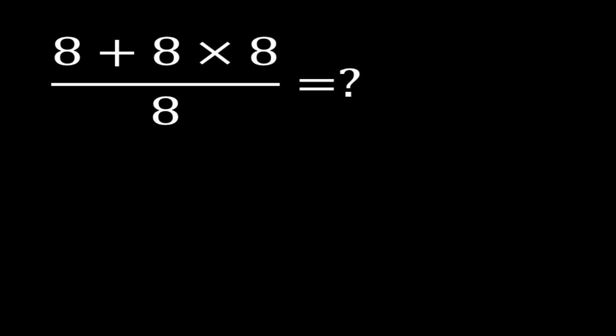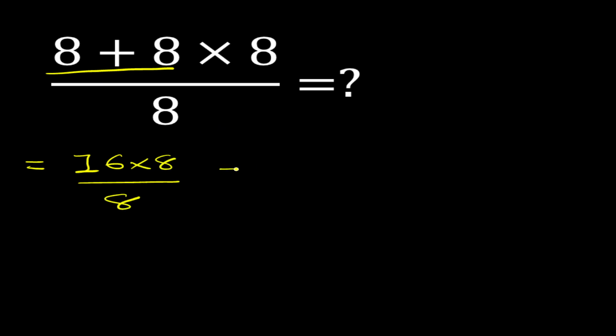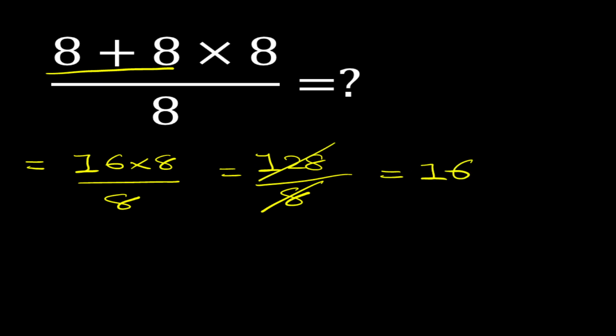So most people solve this question like 8 plus 8 is equal to 16, times 8, then divide by 8. Now 16 times 8 is equal to 128, divided by 8. 128 divided by 8 is equal to 16. But this answer is not correct.